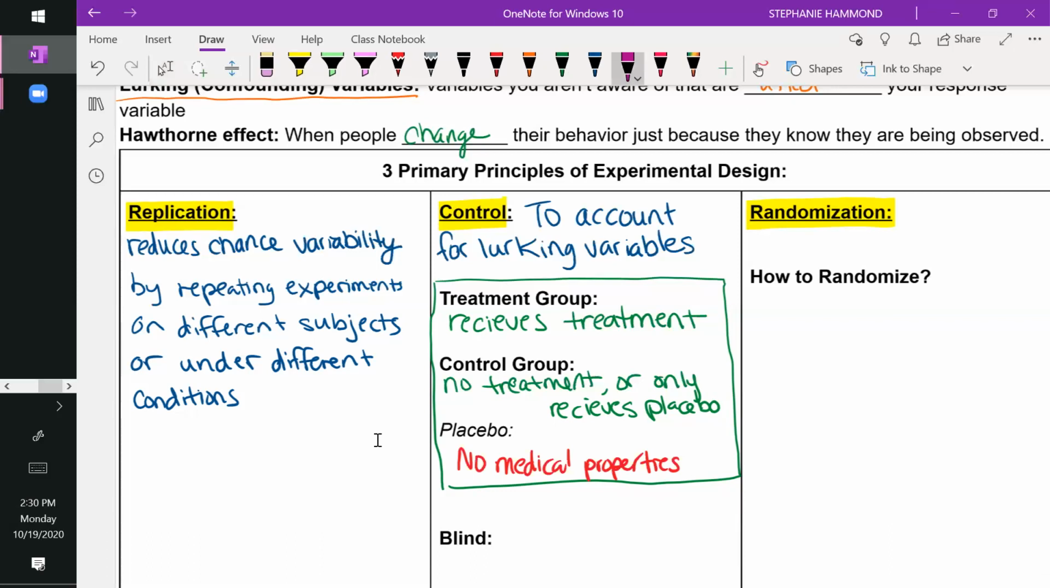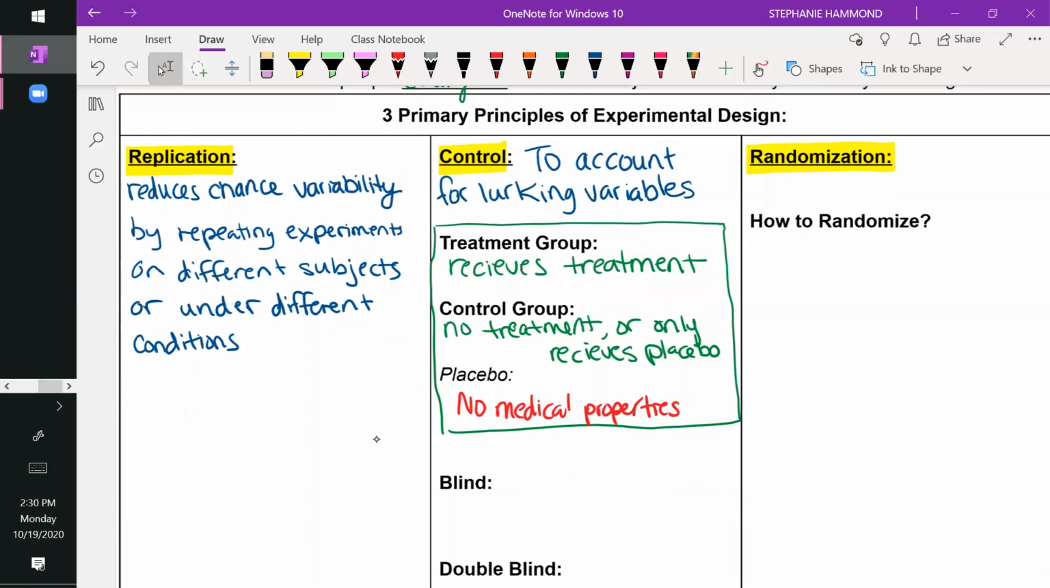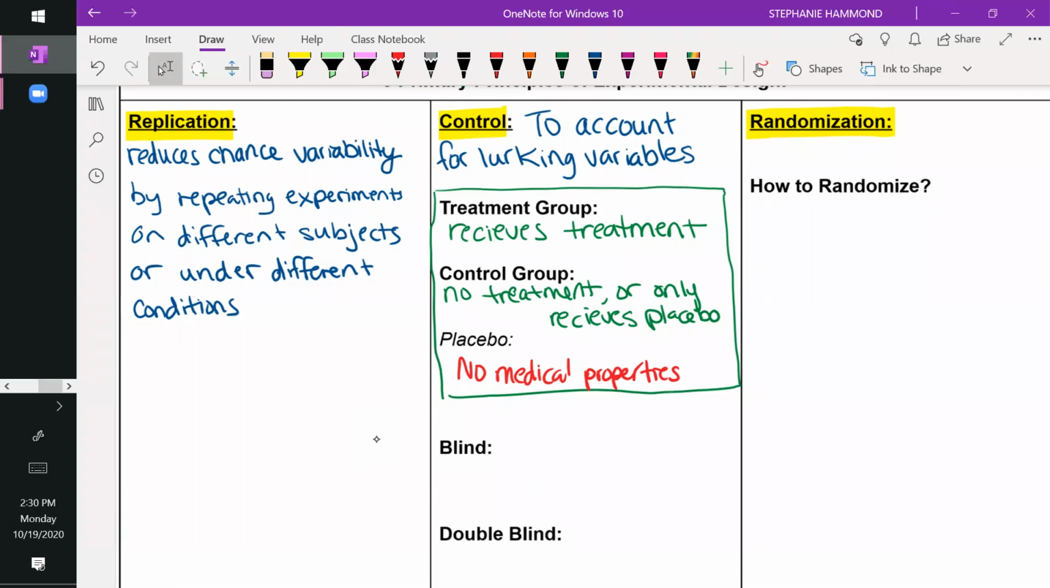Next thing is blind. Since people have the Hawthorne effect, where if they know they're being observed, and the placebo effect, where if they think that they're getting something, they might act a little bit differently. We have this thing called a blind experiment, and then we also have a double-blind experiment. So in a blind experiment, obviously they know half of the people are getting the treatment and half are not getting the treatment. But in a blind experiment, the subjects of the experiment do not know if they're getting the treatment.